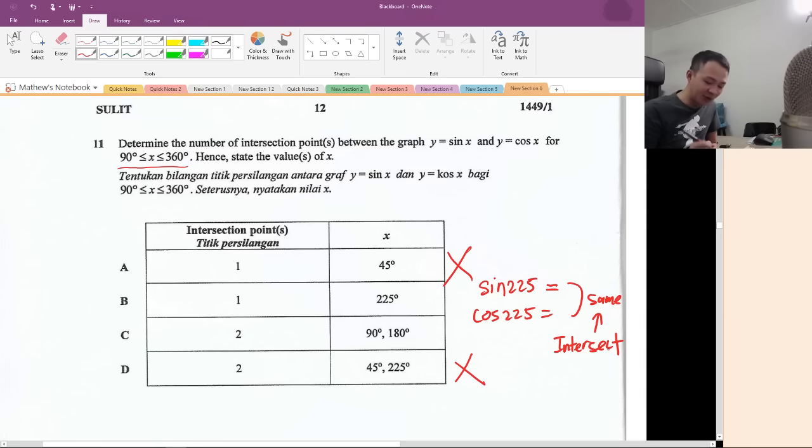So if you type in the calculator, you will get some square root value. If both of the values are the same, they will intersect at one value. So yeah, the answer is B.